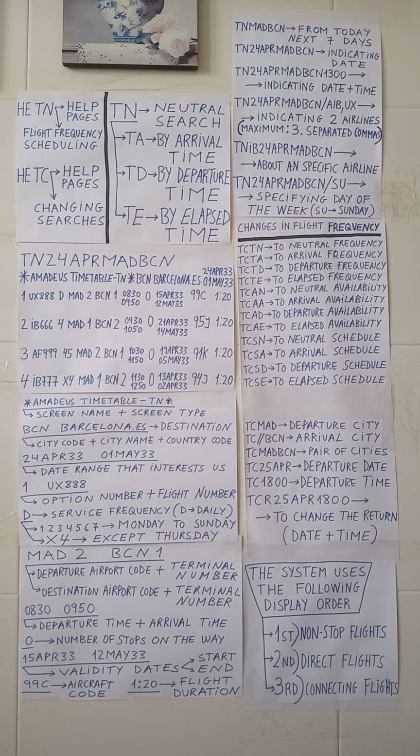Before ending the video, I will make a brief mention here about the order in which Amadeus usually displays the information on the schedule screens. First, it shows the flights that do not have stops. Second, shows direct flights. And third, shows flights that have an intermediate connection.